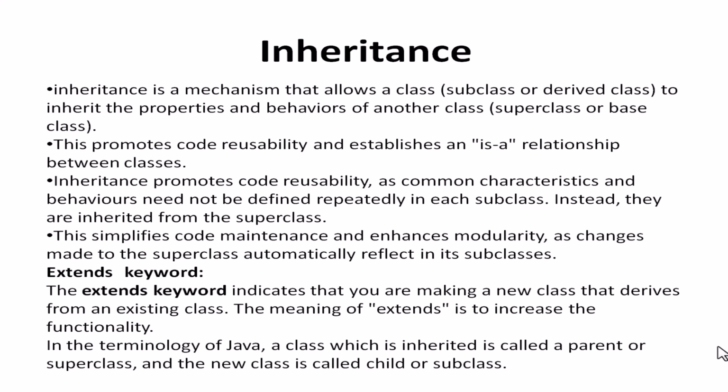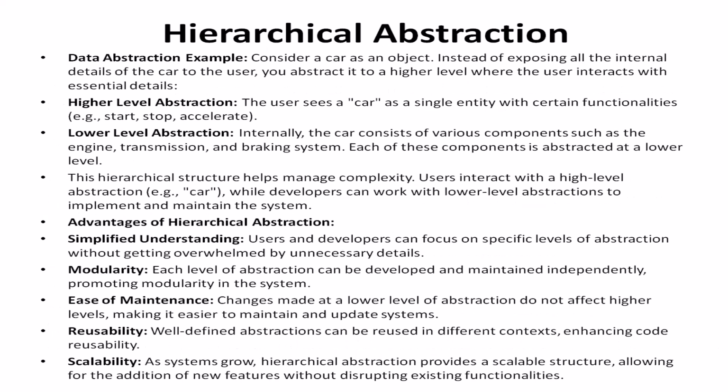In the terminology of Java, a class which is inherited is called a parent or superclass, and the new class is called a child class or subclass. Hierarchical abstraction: the user sees a car as a single entity with certain functionalities, for example starting a car, stopping a car, and accelerating a car.